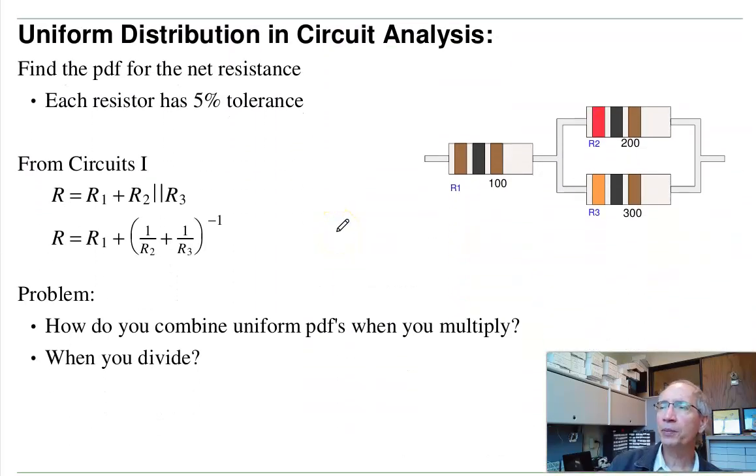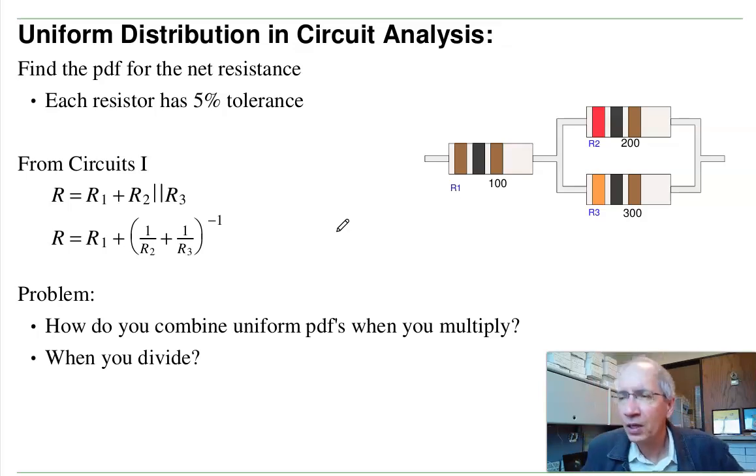Now, one place uniform distributions are used is analyzing circuits. Suppose I had a circuit with a bunch of resistors in it, and each one had a tolerance. What is the PDF of the resulting circuit? For example, if I have one resistor in series, two in parallel, this is 100 ohms, 200 ohms, 300 ohms, what is the PDF of the total resistance?